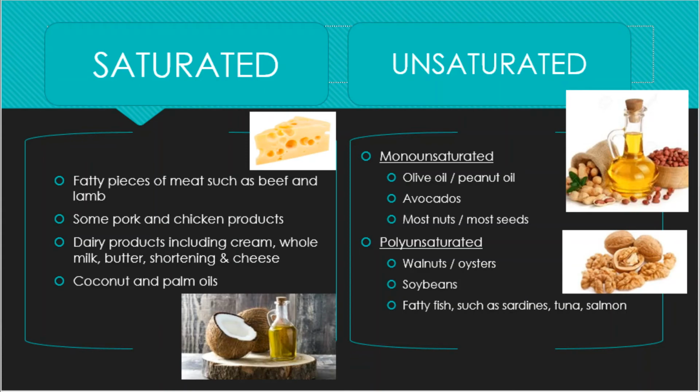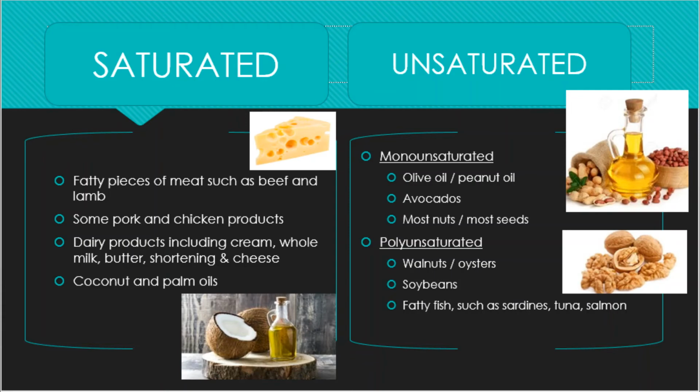Here are examples of saturated fat: fatty pieces of meat such as beef and lamb, cheese, coconut and palm oil. Some people say that saturated fat is bad for health. That debate has been ongoing for decades. While it is clear that saturated fat raises blood lipids.